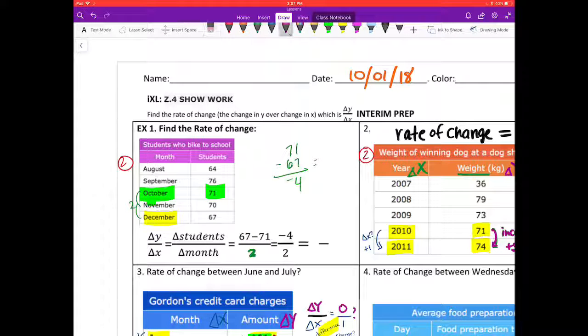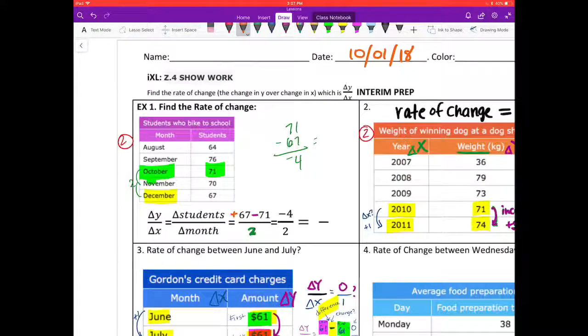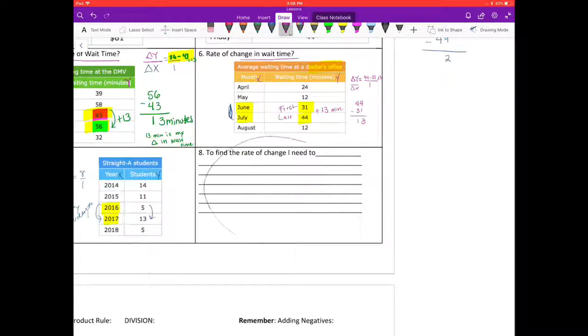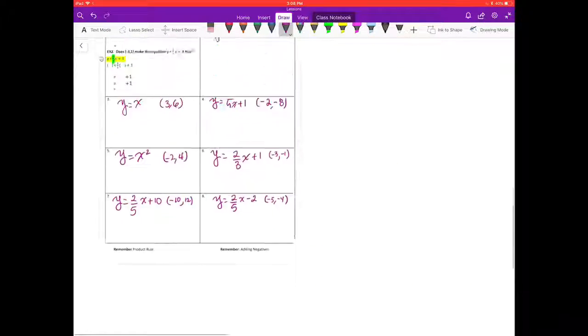Pay special attention to this. You got a negative 71 and then you got 67. Do you have more positives or do you have more negatives? And because you have more negatives, your answer should be negative. Okay, you're not done yet. So 4 divided by 2 is 2, but it's a negative. Okay? All right, guys, so that was that. That's what we did today, and we did a reflection.